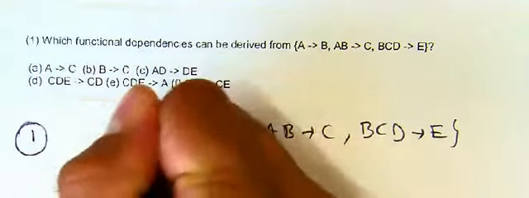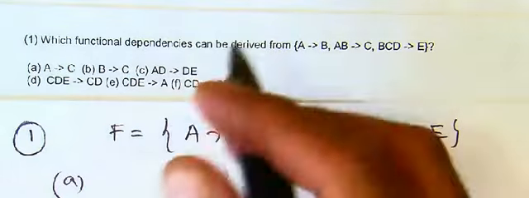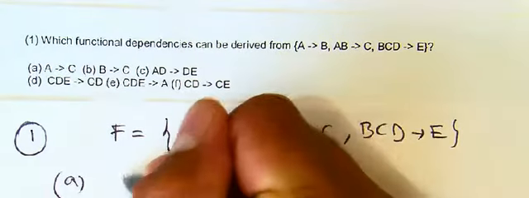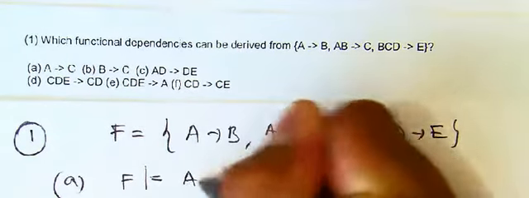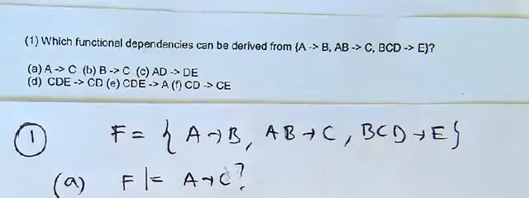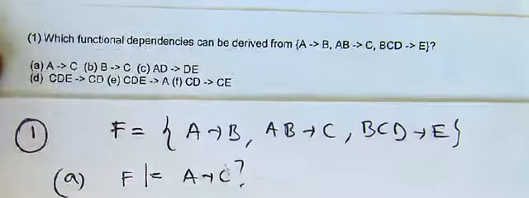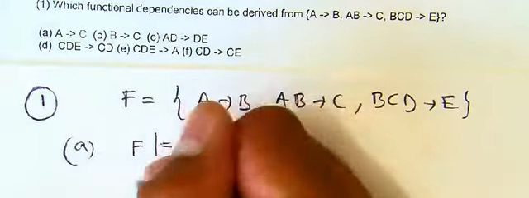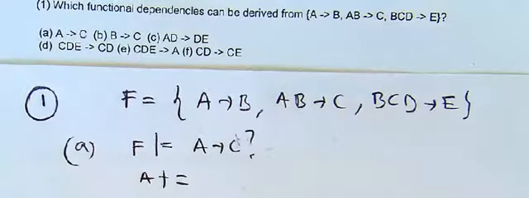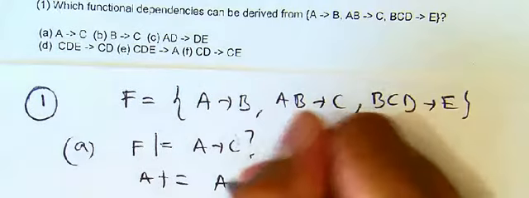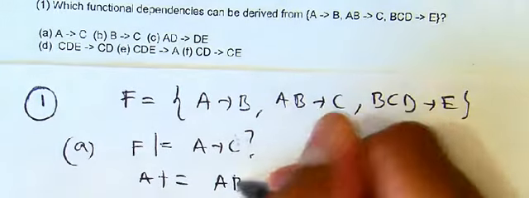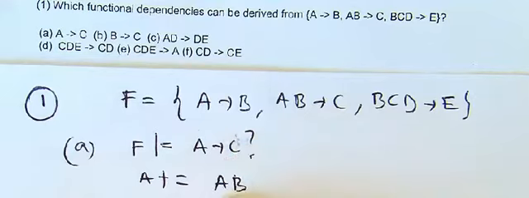So for exercise A, we will do the following. Can F logically imply this? So the best way to solve this is to get the A plus. So for the A plus, we do A, and then A implies B. So now, if C is a subset of A plus, then the answer is yes. The other way is that we can use Armstrong's axioms, but that takes a little longer, so this is easier.